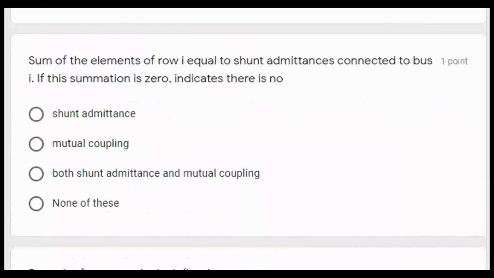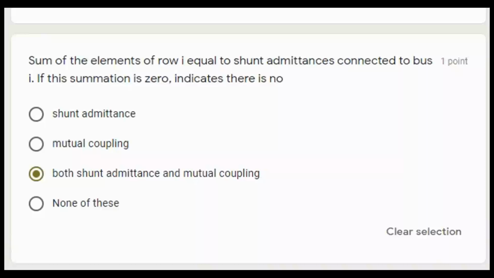Fourth question: the sum of elements of row i equals the shunt admittances connected to bus i. If this summation is 0, it means there is no element present, that is, there is neither shunt element nor mutual coupling. The third option is correct.